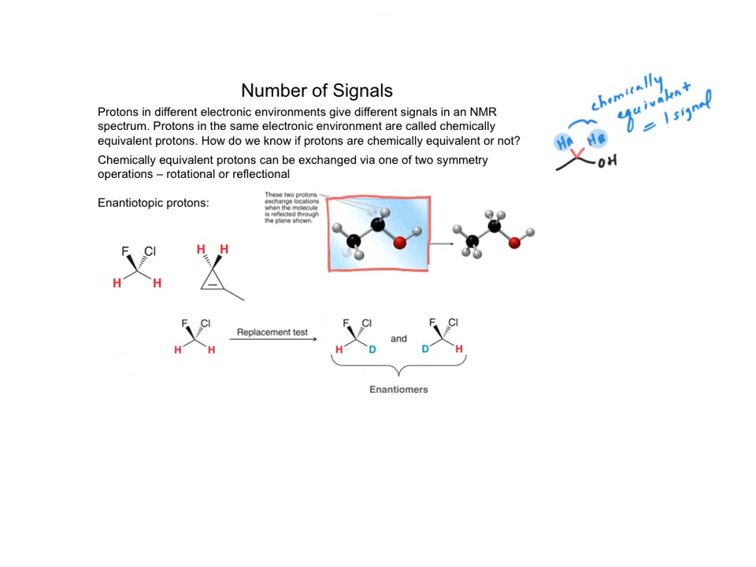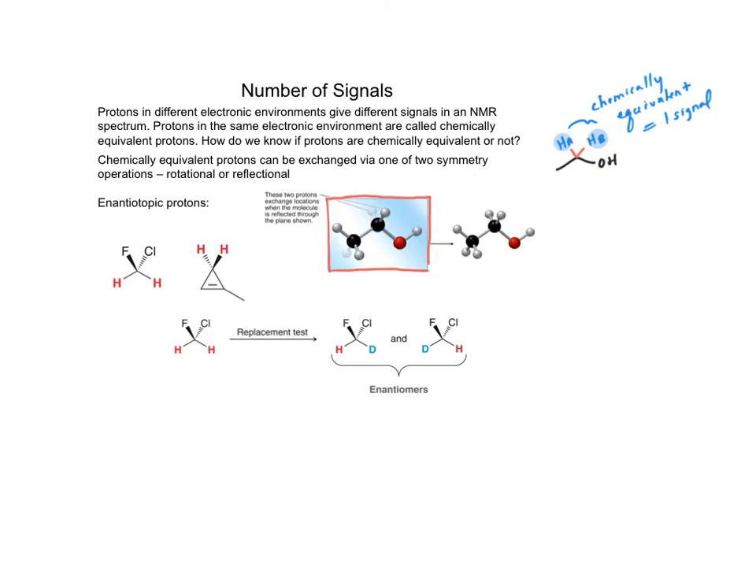And so again, a nice little easy way to test this, instead of having to figure out whether or not there's a mirror plane, you can do this and that, is to do the replacement test, right? If these guys have a mirror plane, instead of being called homotopic protons, they are now called enantiotopic protons, okay? If they have that reflectional symmetry.